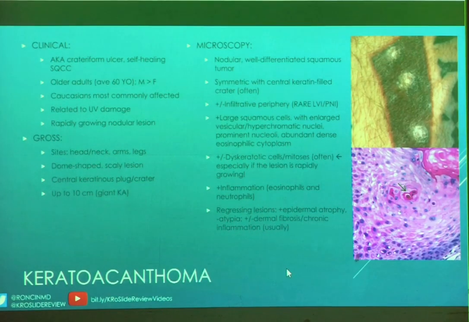Also known as crateriform ulcer or self-healing squamous cell carcinoma, which I think you can imagine why we don't like that name. I like crateriform ulcer, though. It's very descriptive. Again, older adults, again, males more than females. Again, Caucasians and fair-skinned individuals most commonly affected, related to UV damage. I promise I'm not copying the same slide over and over. And these tend to be rapidly growing nodular lesions that occur in sun-exposed areas. They are dome-shaped, as we saw, and they have this scaly surface to them.